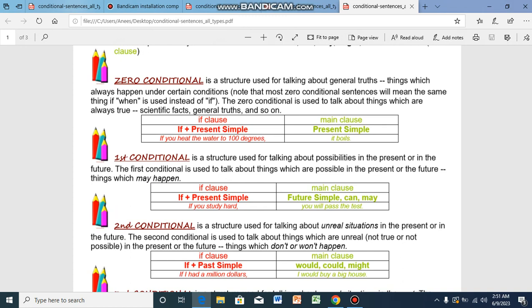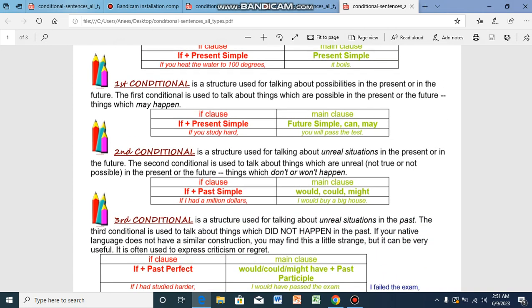So this example is about a general truth. If you heat the water to 100 degrees, it boils. So of course, it's a general truth. Therefore, we're using the zero conditional and the present simple tense in both clauses. After that, we have the first conditional.